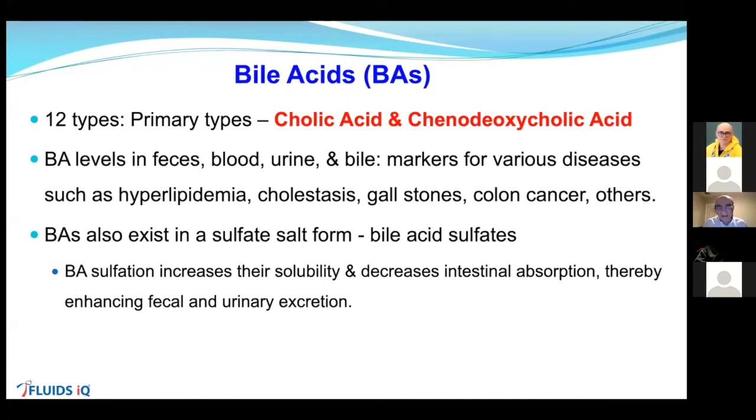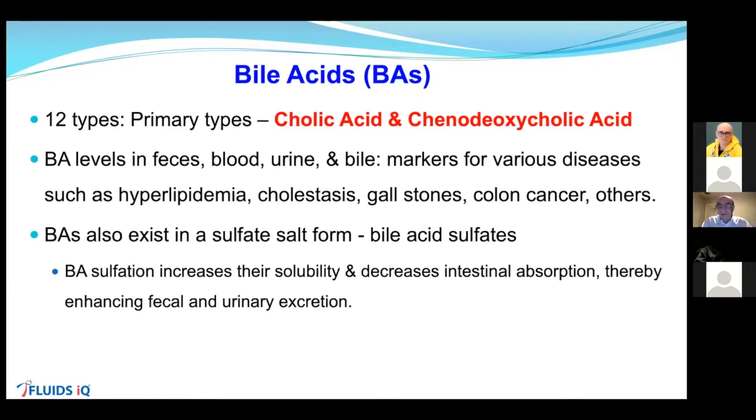And so if you want to test for liver function, again, as a non-diagnostic biomarker to tell you how well detoxification is taking place and how well the liver is functioning, one of the classic tests has been testing for bile acids. And we test in this particular profile for the 12 types of bile acids, beginning with the primary types, which are known as cholic and chenodeoxycholic acid. Those are the two primary bile acids. And bile acid levels in feces and blood and urine and bile, etc., are classic markers for various diseases, which I'm not going to go into in detail.